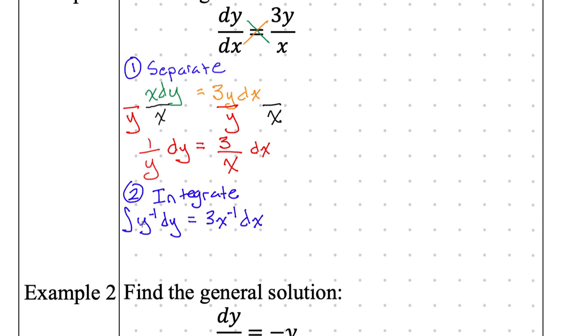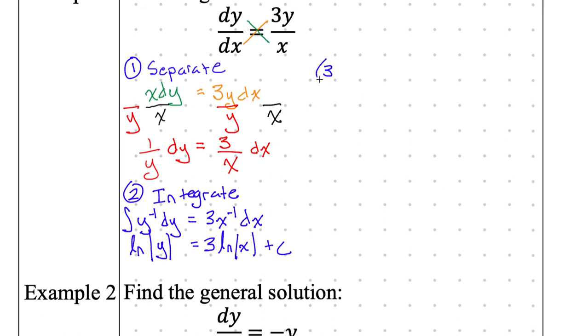And yeah, so we integrate, this is going to be natural log, and then you have to take the absolute value. And that's the part that's going to kind of mess us up here. Absolute value of y, and it's not going to mess us up yet. It will later. And then this one's going to be 3 natural log of the absolute value of x. And don't forget your plus c. That was step number 2.